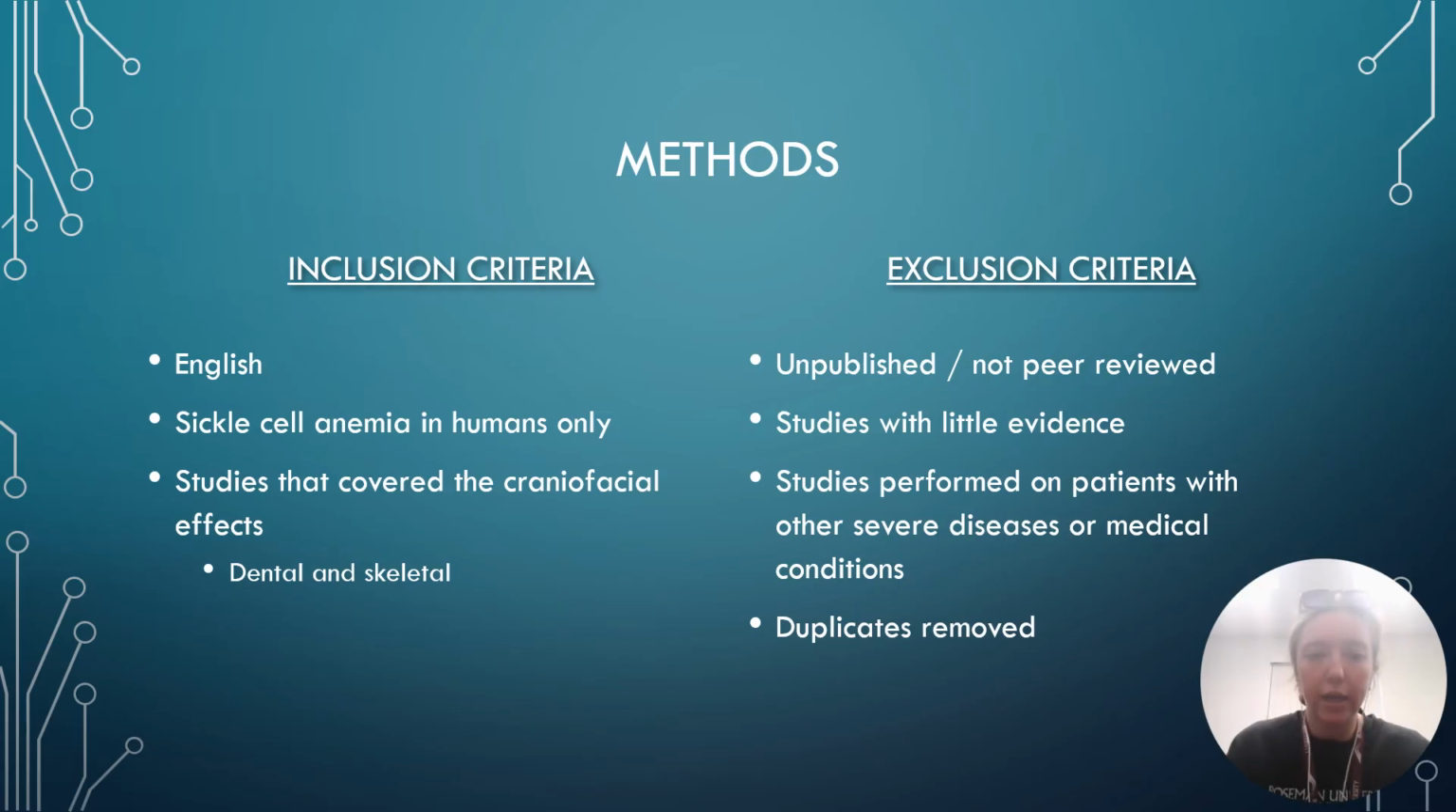So the methods: I have some inclusion and exclusion criteria. The inclusion criteria is that it has to be in English, on sickle cell anemia, only in humans, and studies that cover the craniofacial effects, so dental and skeletal. Exclusion criteria is unpublished, not peer-reviewed, studies without a bunch of evidence, studies performed on patients with other severe diseases or medical conditions, and then duplicates are removed.